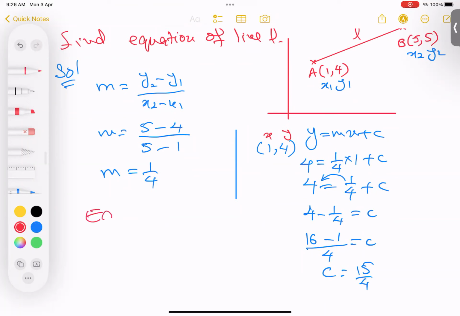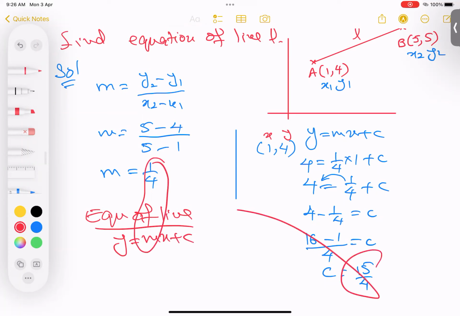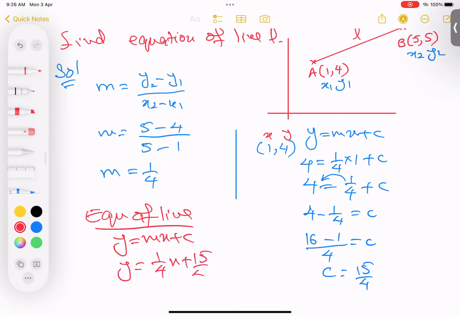What is the equation of line, students? Equation of the line. Basic formula: y equals mx plus C. M is this one, Alhamdulillah. C is this one, Alhamdulillah. And this is my answer, what I am going to write. This is the final answer. And I believe you got the point.